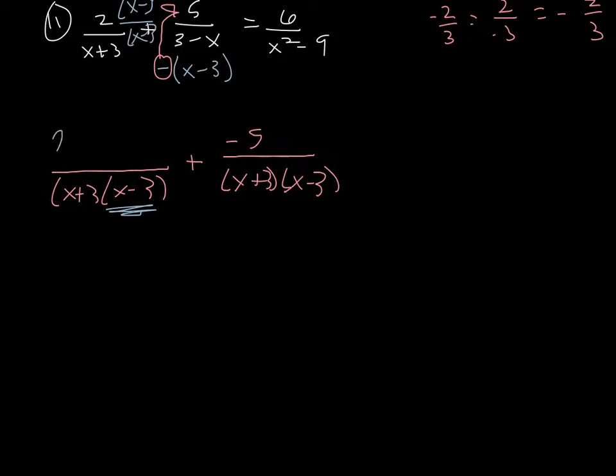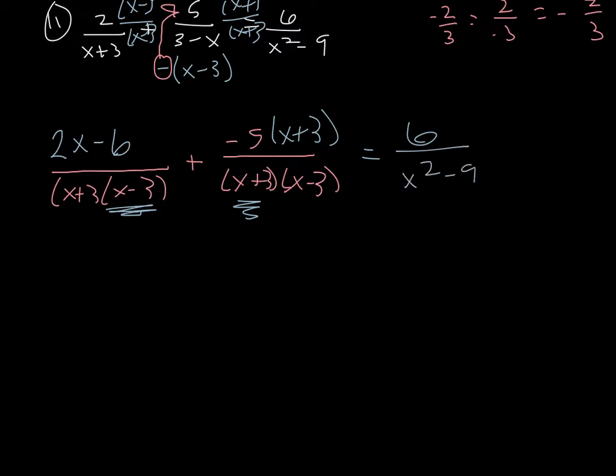So on top, I'm going to distribute that right away. It will be 2x minus 6. For my second one, I'm missing my x plus 3, so I have to multiply by x plus 3 over x plus 3. I'm just going to leave that in parentheses. And it's still equal to this right here.